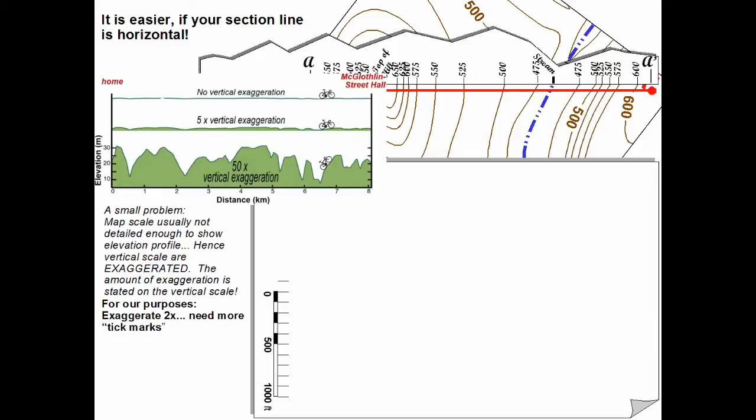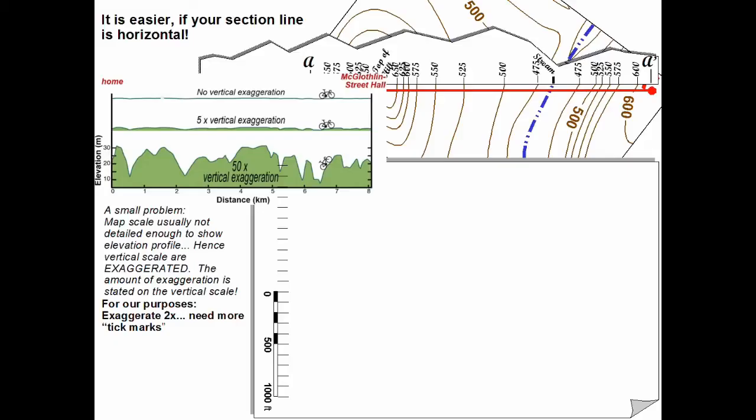Well, for our purposes here, and since our terrain is already pretty distinct, we just exaggerated 2 times, so we need twice as many tick marks on our scale. Well, that worked pretty good. Now, how are we going to decide on a scale?